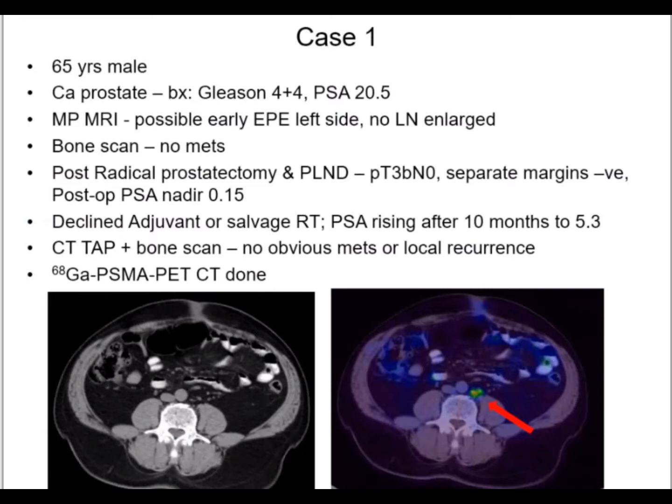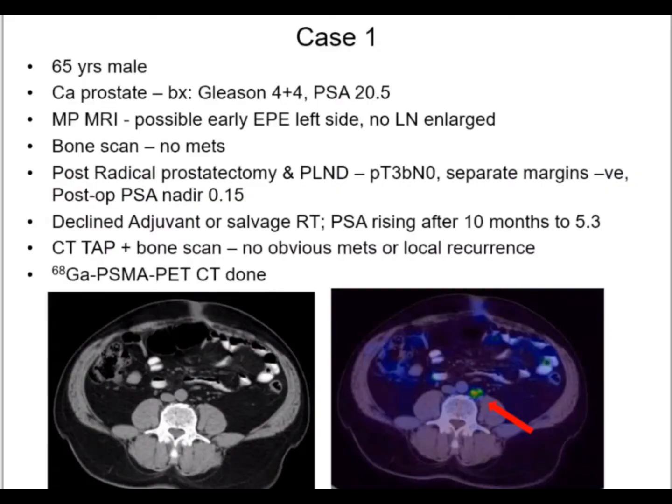A 65-year-old man with prostate cancer, high-grade, PSA 20. Multiparametric MR shows a possible early EPE and no enlargement. Bone scan was negative, and after radical prostatectomy, it was pT3b N0, surgical margins were negative. Post-op PSA was still highish at 0.15. This patient rejected subsequent treatment and had a PSA rising after 10 months to 5.3.